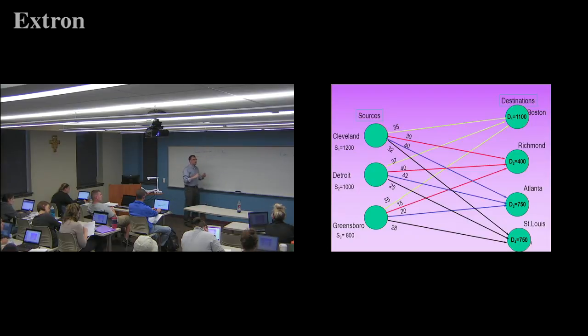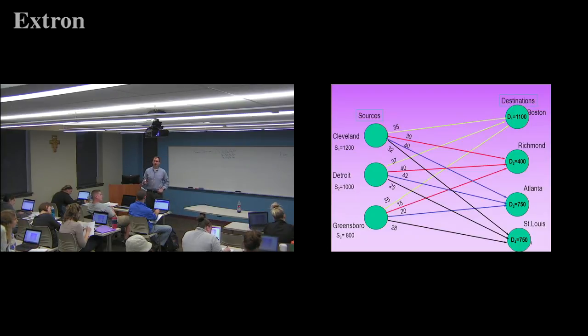X11 is how many to ship from Cleveland to Boston, X12 is how many from Cleveland to Richmond, X13 is how many from Cleveland to Atlanta, X14 how many from Cleveland to St. Louis. I would also have X21, these would represent the Detroits, X22, X23, X24, and also have X31, X32, X33, and X34. Okay, those would be my 12 decision variables.